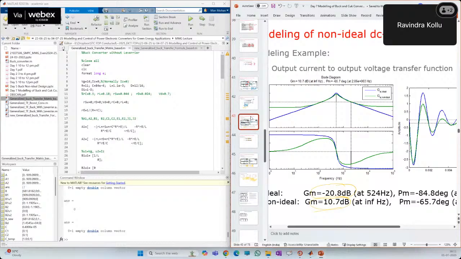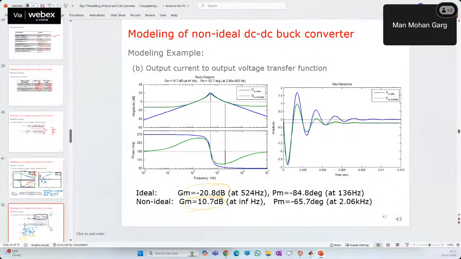Both the GM and PM are negative. It means that the system is unstable. Even in the non-ideal case, PM is negative, but it's an open loop. I mean, it's just a converter.